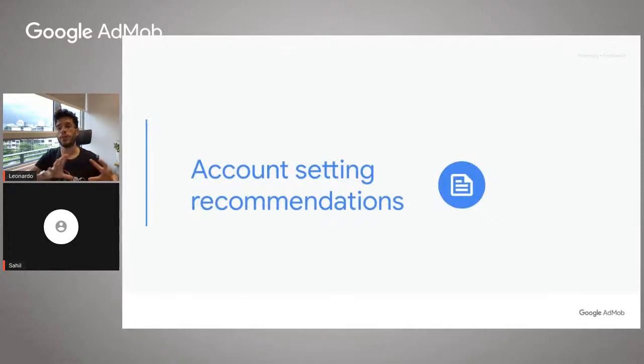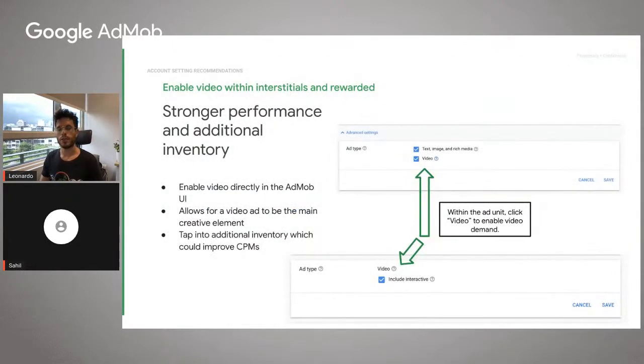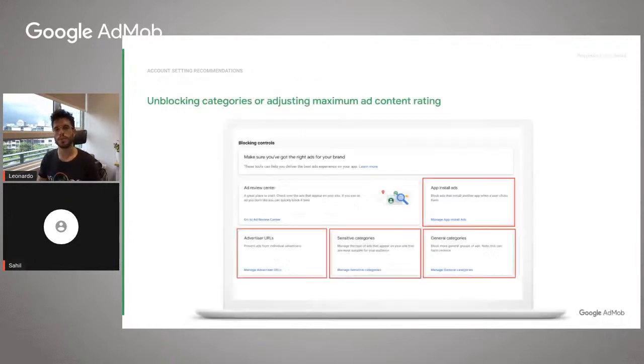Now, I've shared ad format recommendations. Let's move on to the next topic of today's event. I hope to share some recommendations to help you improve your account performance. Let's start. Firstly, I would recommend enabling video within interstitials and rewarded ads directly in the AdMob UI to allow video ads to be the main creative element and tap into additional inventory, which could improve your CPMs.